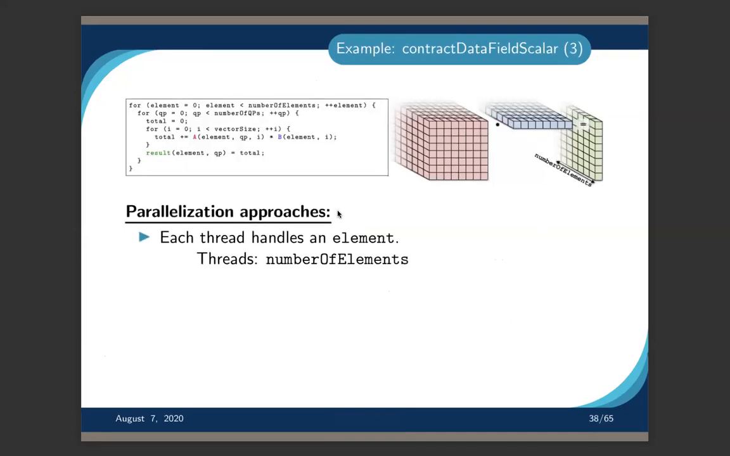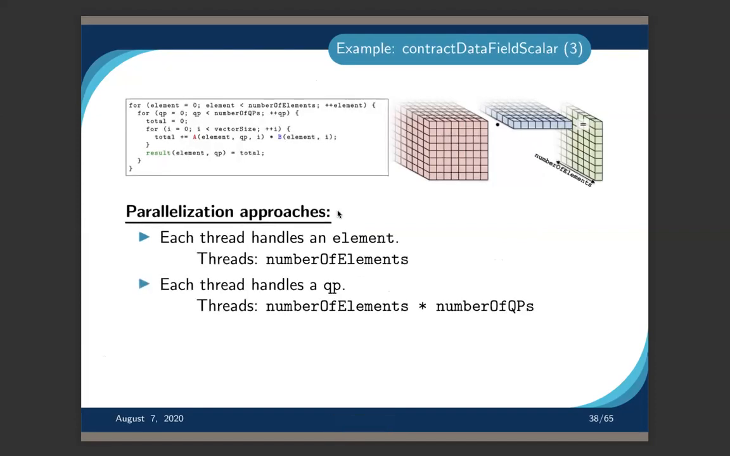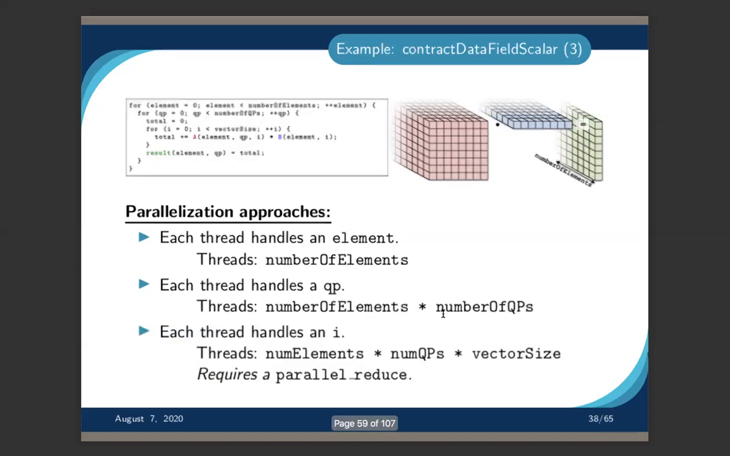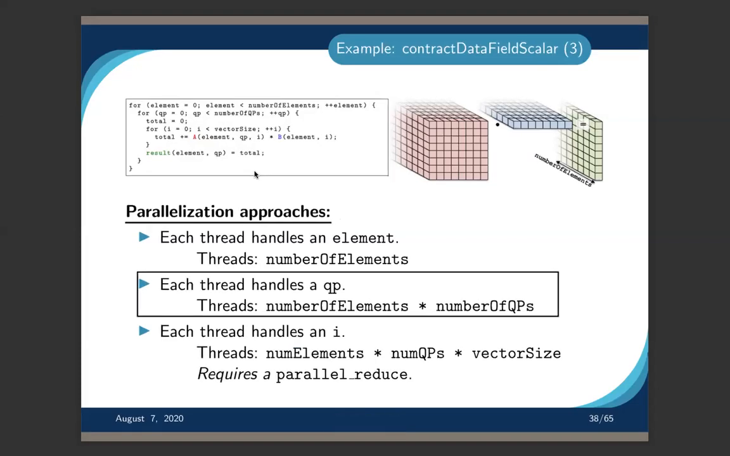And there's different ways of how to parallelize that, right? You can have each thread handle an element, right? That gives you number of elements total parallelism, which is potentially good. You can have each thread handle a quadrature point, which gives you more parallelism. Or you can have each thread handle an I, but that requires then reductions. So we don't want to do that. What we do is each thread handles quadrature points.